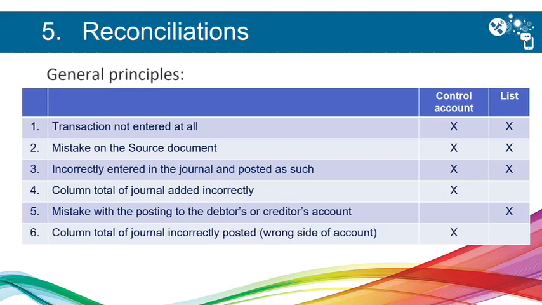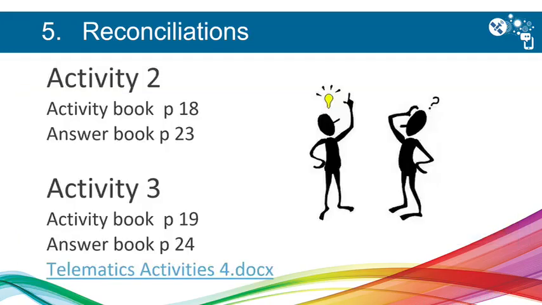And then the last one, the column total of a journal was incorrectly posted. In other words, to the wrong side of the account. Instead of debiting, we credited the account. Again, it will only be the control account that will be influenced. So if you can remember these 6 principles, maybe it will help you with this. We're looking at 2 activities.